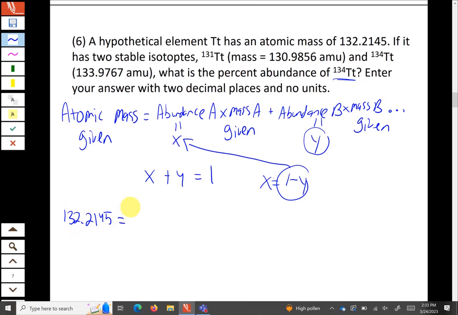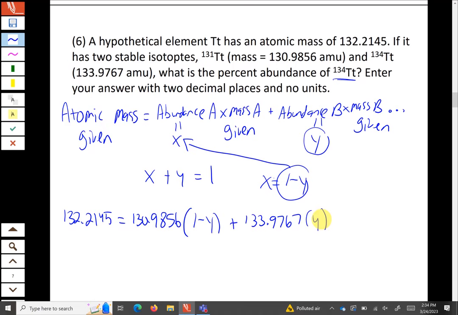132.2145. The mass of the first isotope is 130.9856. All the numbers are given to us in the problem. And that's going to be multiplied by the abundance, which is x, but we're going to replace x with 1 minus y. And then the second mass is 133.9767. I'll get it right eventually. All right, and that's the mass of the second isotope, and that's going to be multiplied by that abundance, which is just y, what we're solving for.